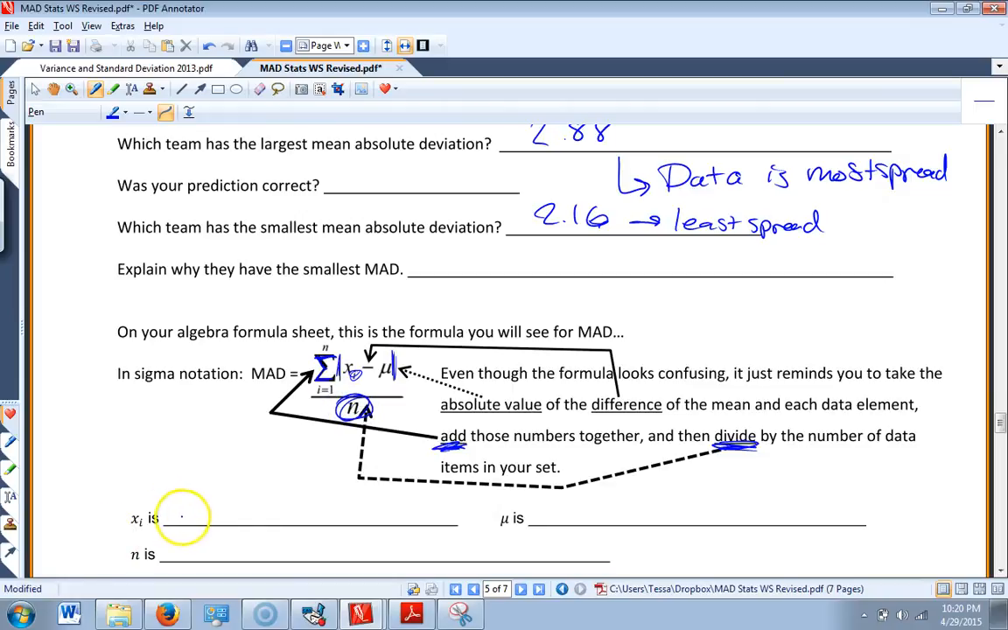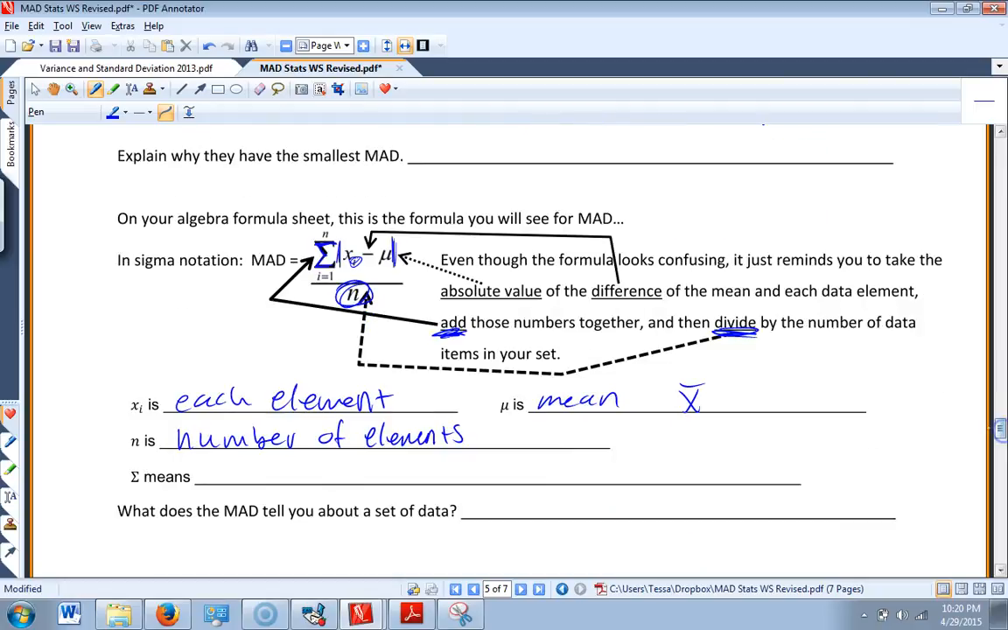So xi is each element, this is on your formula sheet, n is the number of elements, mu is the mean, okay? And on your calculator it's x bar. And sigma means add, find the sum. Okay, so the MAD, the mean absolute deviation, tells you the spread of the data set. Okay.